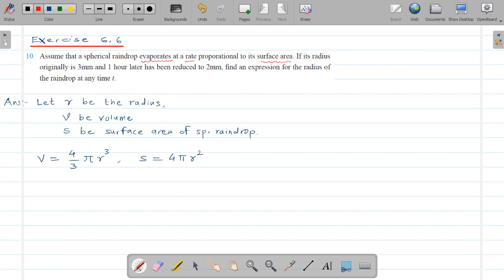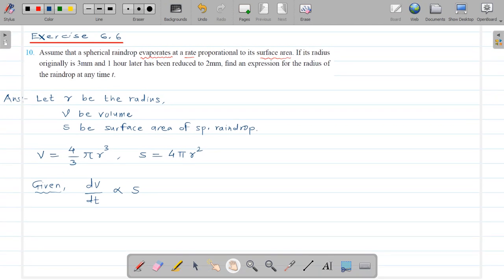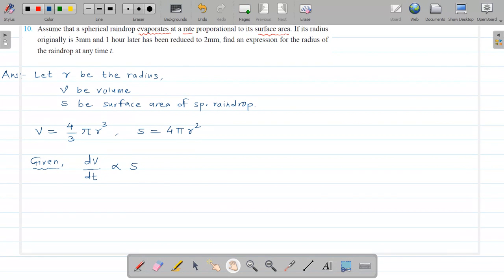Rate means derivative. So you can write the given statement as: the rate of change of volume with respect to time, dv by dt, is directly proportional to s. You must understand the meaning of this statement: a spherical raindrop evaporates at a rate proportional to its surface area means dv by dt is directly proportional to s. Next we have to consider the proportionality constant.